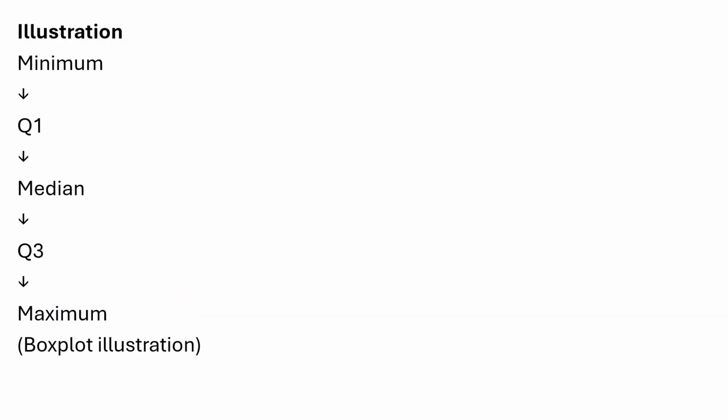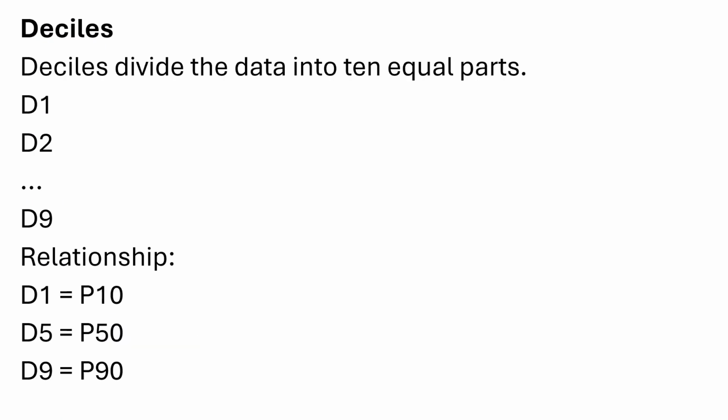A box plot visually represents quartiles. The box contains the middle 50% of the data, while the whiskers extend toward the minimum and maximum observations. Deciles divide the data into 10 equal sections. They are frequently used in standardized testing and economic studies.